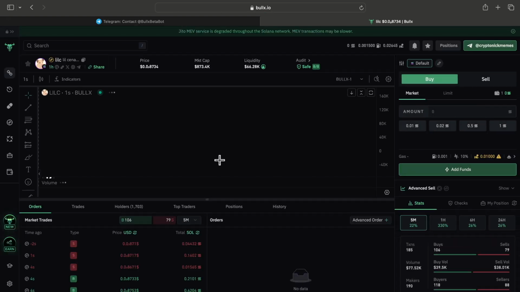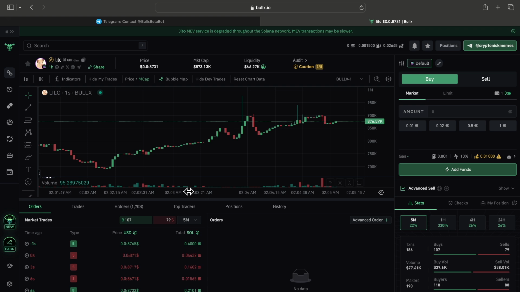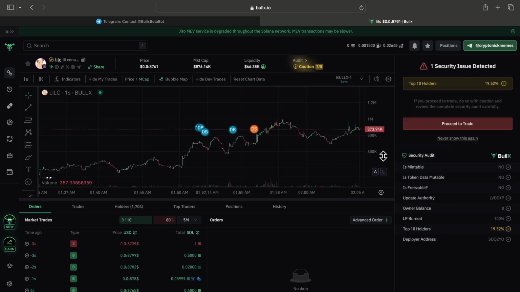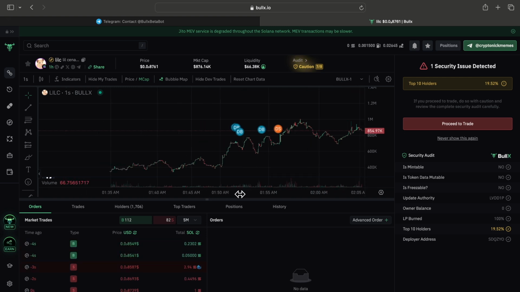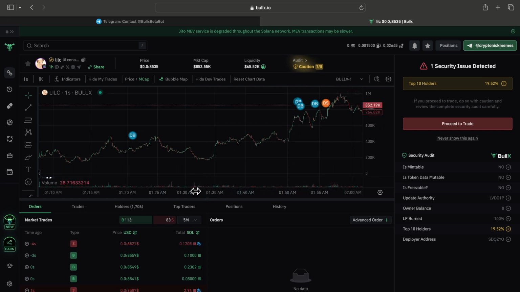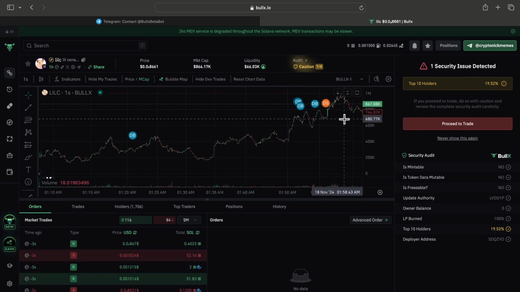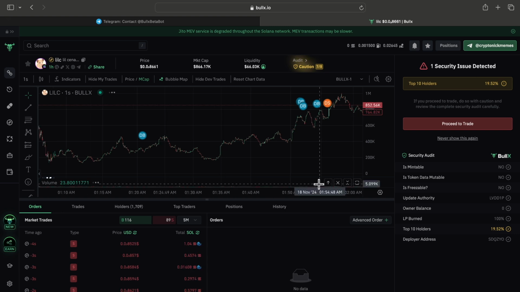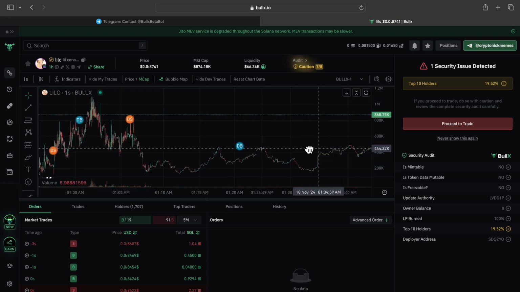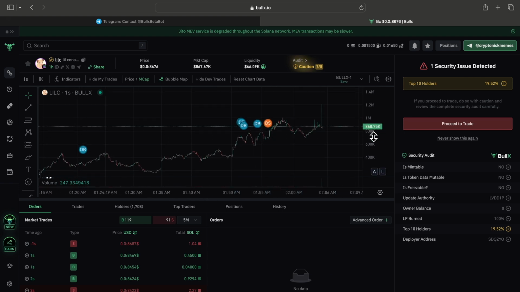For example, this one, Lil Cena. Let's take a look at what we have right here. The developer has been buying and selling his own coin. The chart looks great though, as you can see here. It's been moving in those higher lows and it's more or less stable, so it doesn't have any of those big price pumps and drops, as you can see right here. So this chart looks healthy, this coin looks tradable. Top 10 holders below 20. It says it's an issue, but this is acceptable for me.